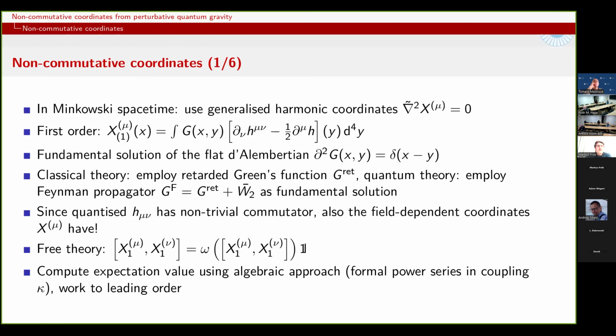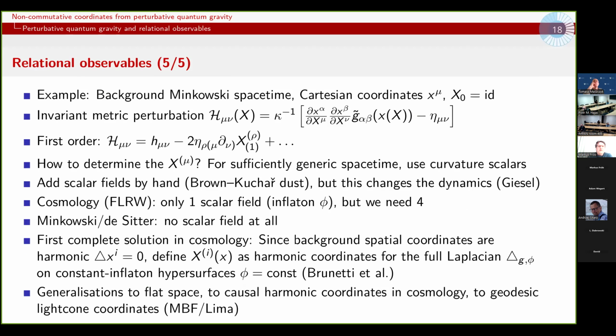Here we have something. So as I said, let's go back. We take our background Minkowski spacetime with preferred Cartesian coordinates, and this x0 is just the identity map.